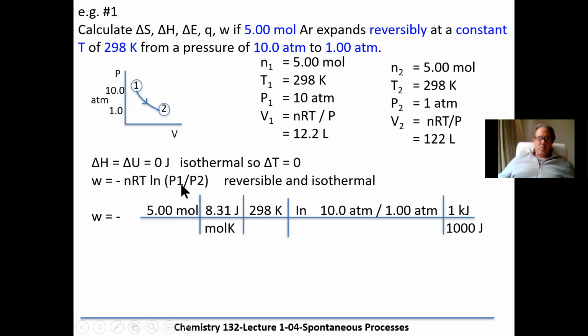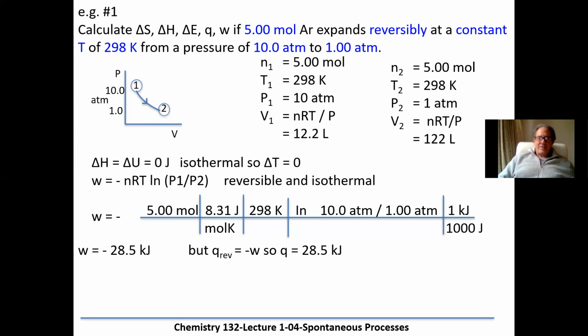So P1 again is where you started. P2 is where you finished. Please don't get those mixed up. Most common mistakes we see are simply mixing up those two. And we want to change it into kilojoules from joules. And notice 3 significant digits throughout. So my answer will have 3 significant digits. So the work done is minus 28.5 kilojoules.